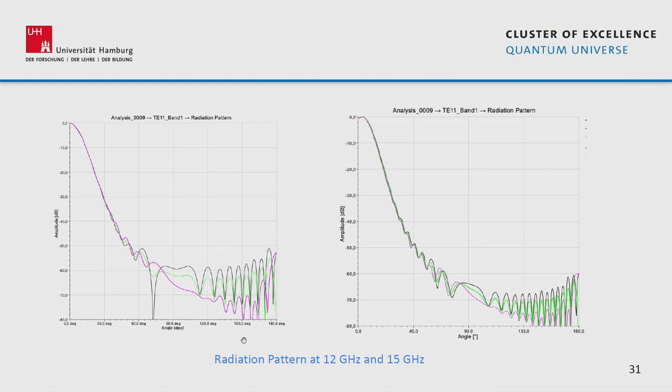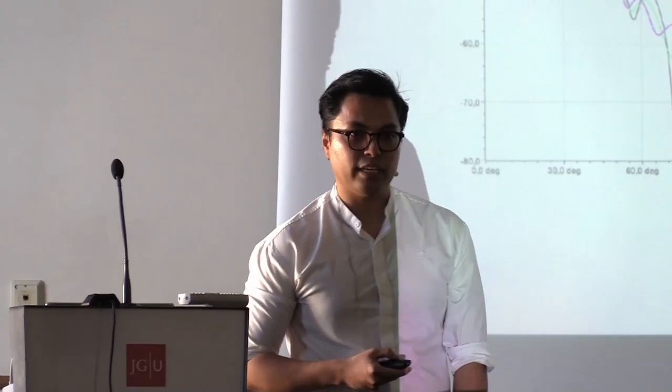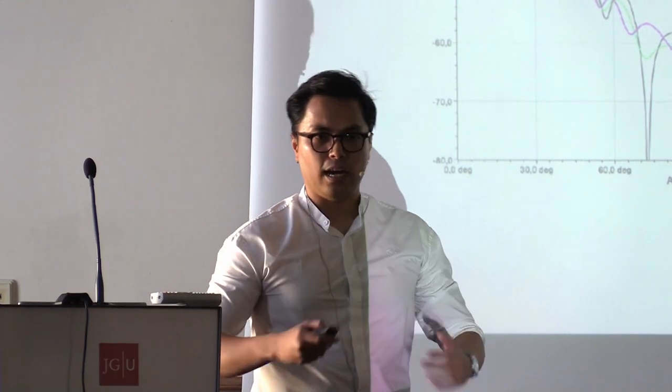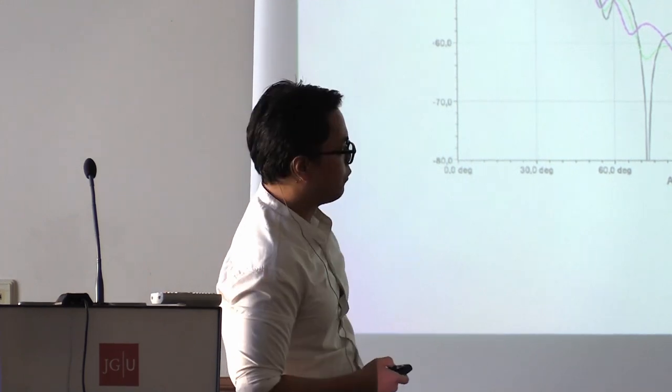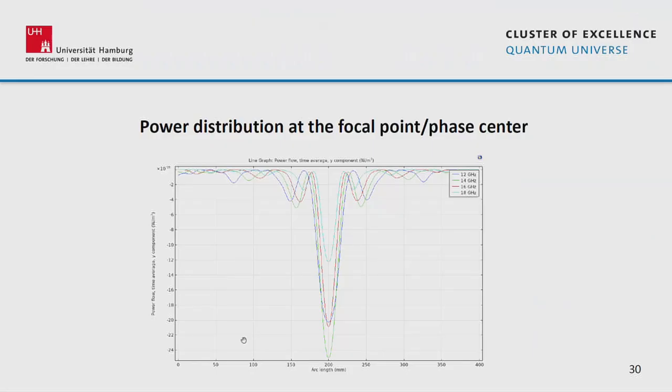Yeah, we have a backup slide also. If you have a horn antenna, the profile that you expect, say the radiation pattern of the horn antenna, should usually be a Gaussian profile with really low side lobes, right? So this is the Gaussian far field distribution. And when running the simulation, we also have a really nice Gaussian distribution at the focal point and phase center. So we are quite confident that we have a really good coupling of our horn antenna to the field. Of course, we need to make it more precise, but this is the plan for the future.